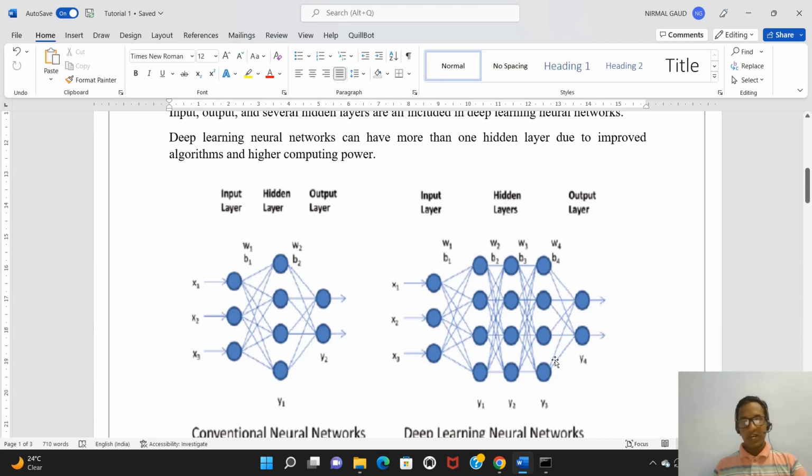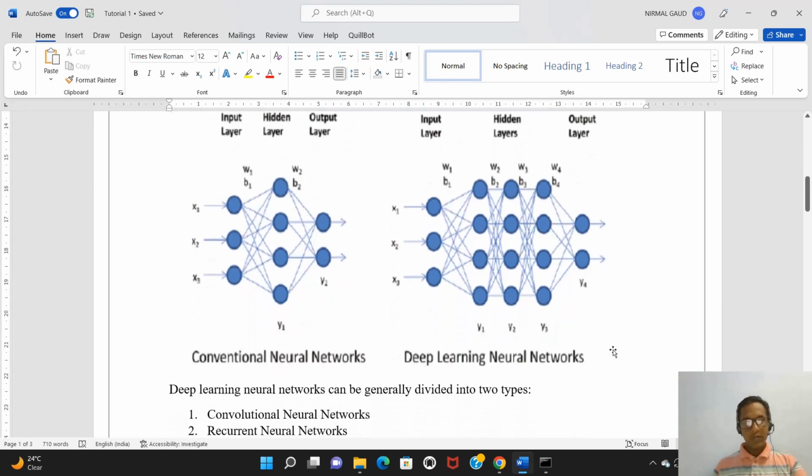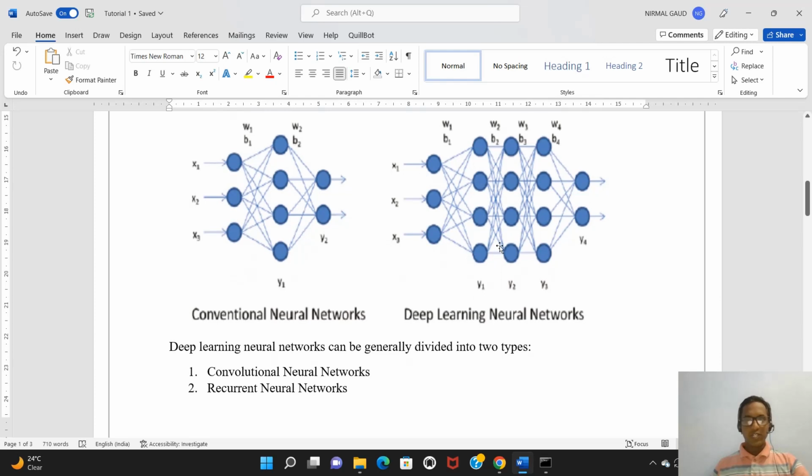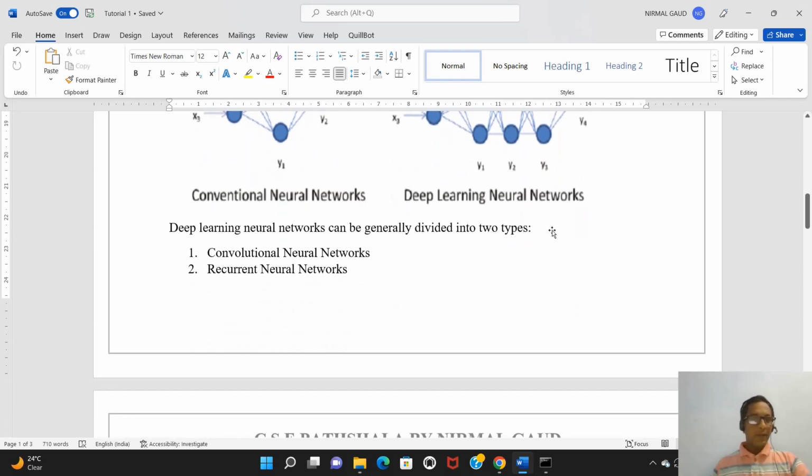Now if we talk about the architecture of the deep neural network, here multiple hidden layers are present, and all the computation is performed here. So x1, x2, x3 are all the inputs. W1, B1 are the weight and the bias. We can see W1, B1, then W2, B2, W3, B3, W4, B4; these are all the weights and biases present in the intermediate layers. And Y3 and Y4 are the outputs produced on the output layer. So this is the architecture for deep learning neural networks.